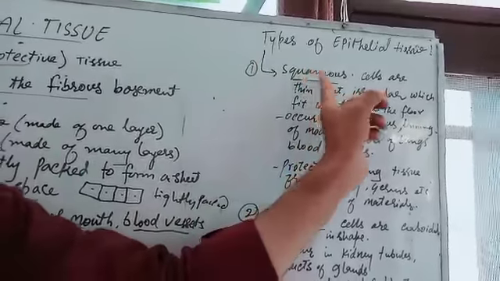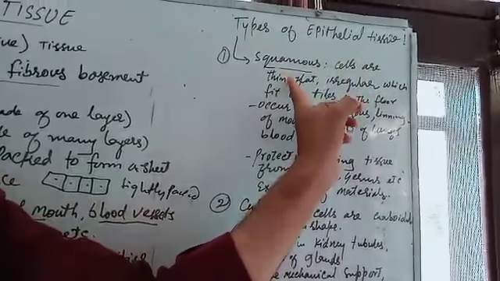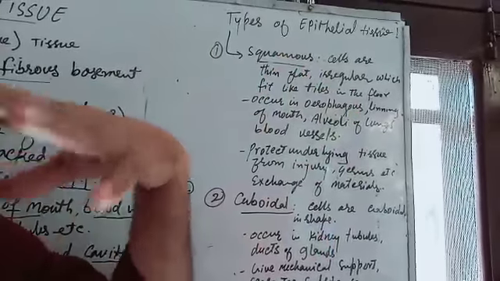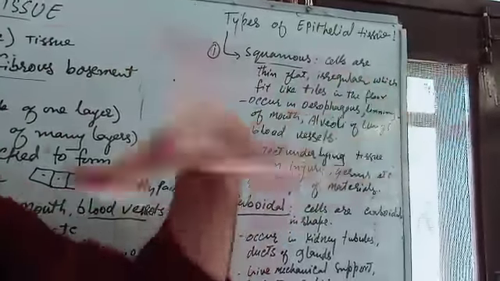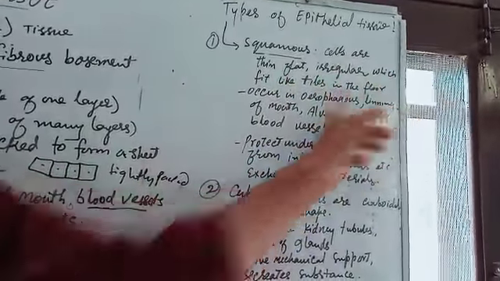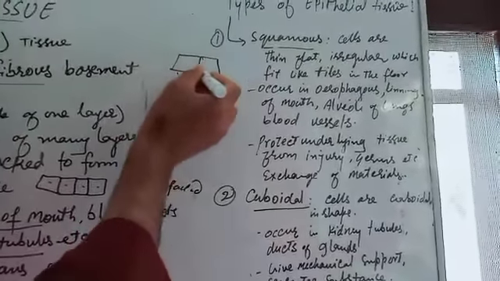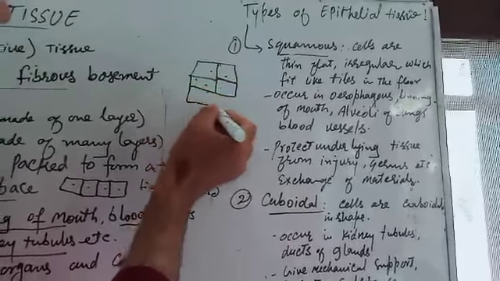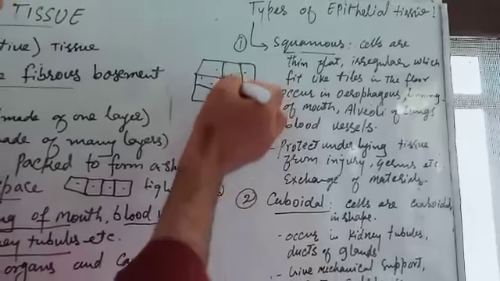The squamous epithelium consists of cells which are thin. That means the squamous cells are very thin and flat. They are irregular, that means they have no fixed shapes, and they fit like tiles in the floor. Like I already said, these cells are flat and fixed like the tiles in the floor, having no intercellular space.